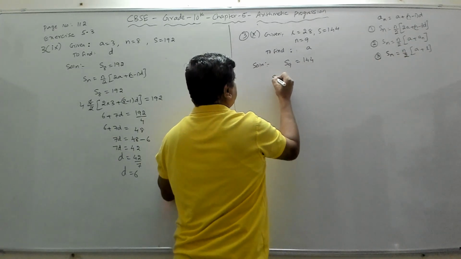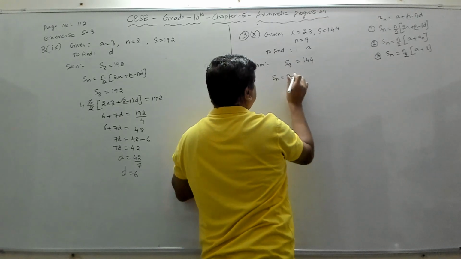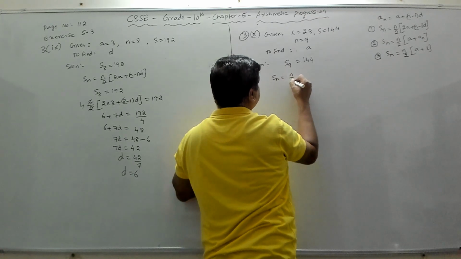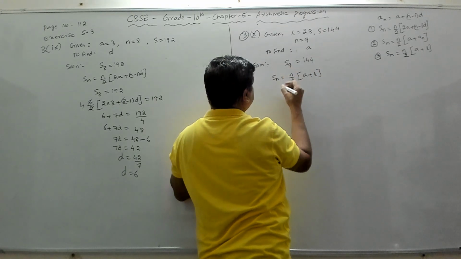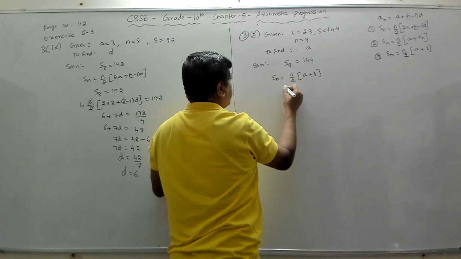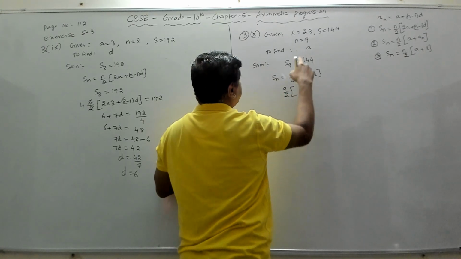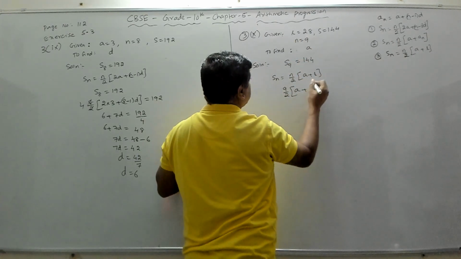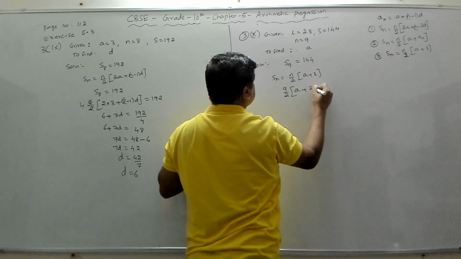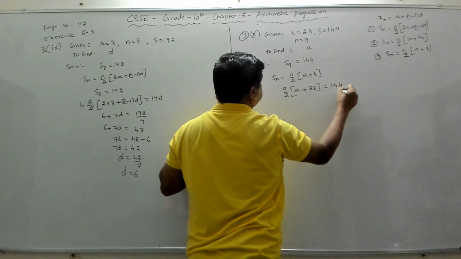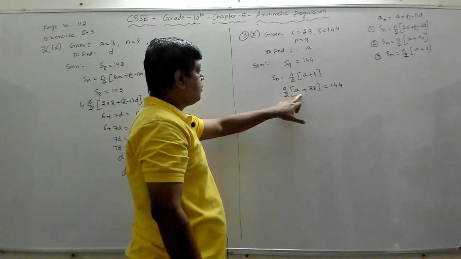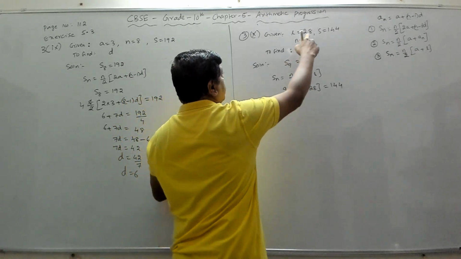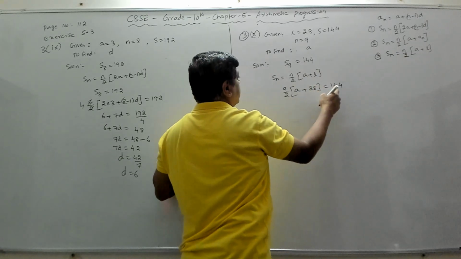So our Sn is n by 2 into a plus L. Right? So our S9 will be 9 by 2 into A, which we don't know, plus L, which we know, 28, that is equal to 144.